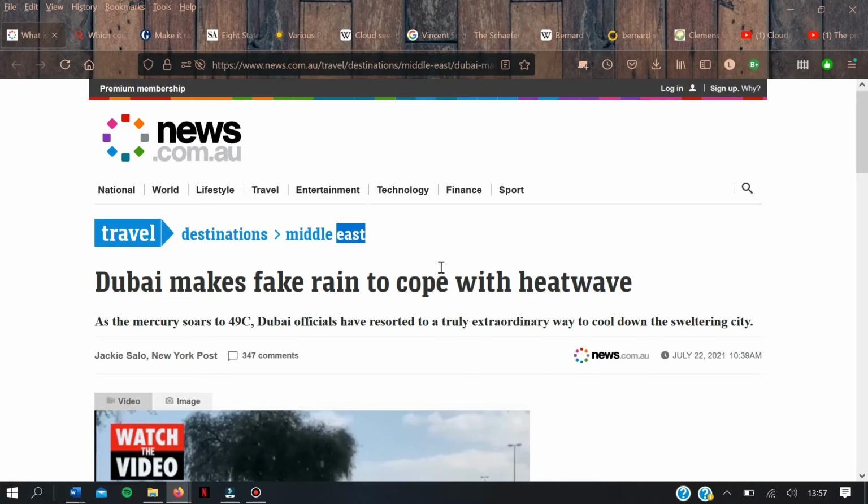Now back with some very interesting news at news.com.au from July 22nd, 2021. Dubai makes fake rain to cope with heatwave. As mercury soars to 49 degrees Celsius, Dubai officials have resorted to a truly extraordinary way to cool down the sweltering city.